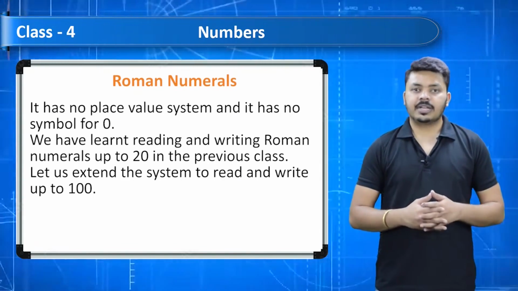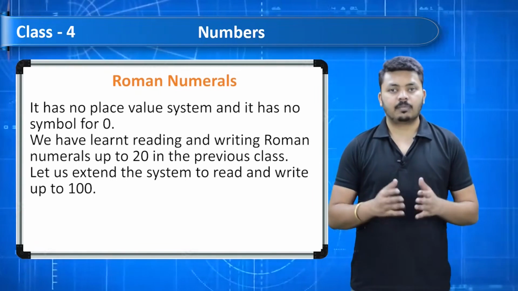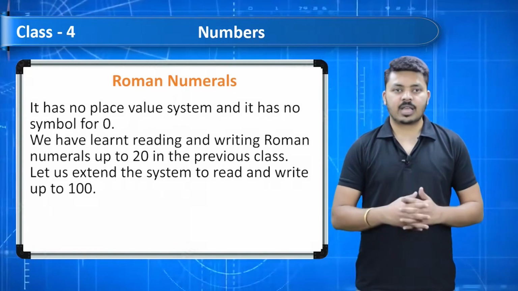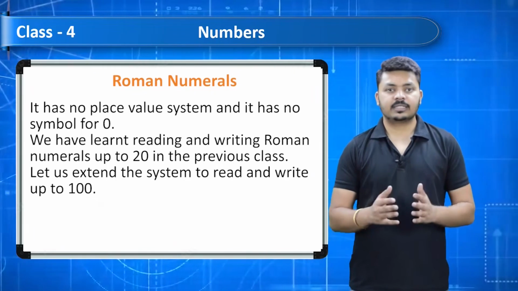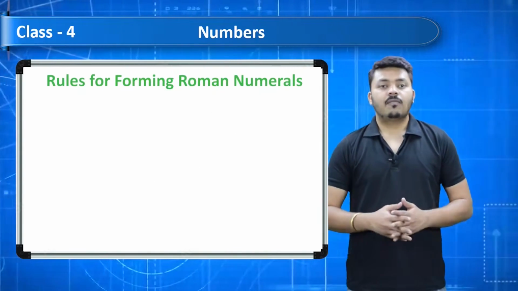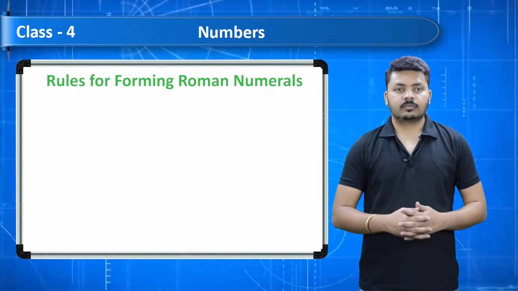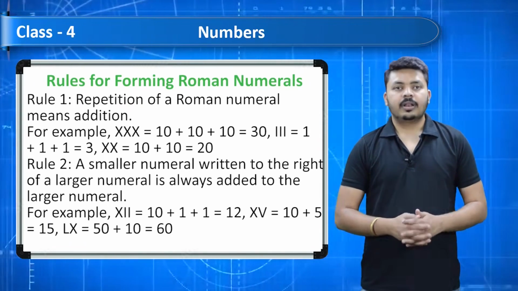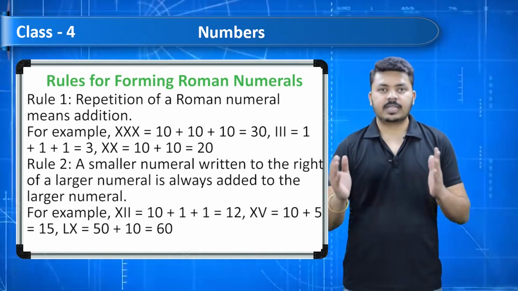We have learnt reading and writing Roman numerals up to 20 in the previous class. Let us extend the system to read and write up to 100. Rules for forming Roman numerals. Rule 1. Repetition of a Roman numeral means addition.